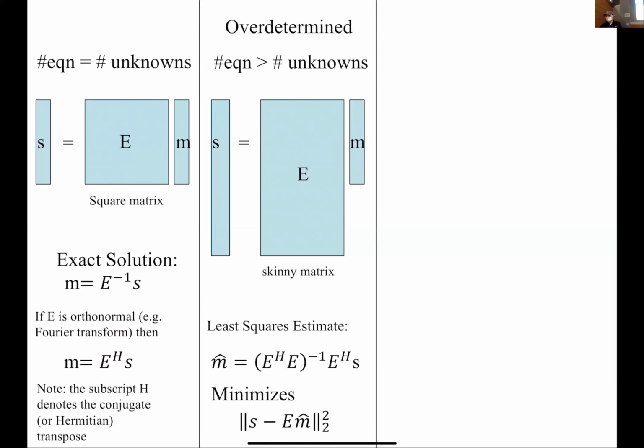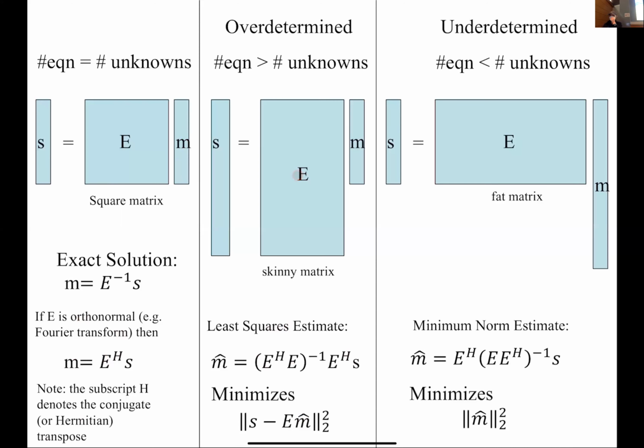And that is what's called the least squares estimate. It has this form, which some of you may recognize. This is a fairly standard form for a least squares estimate with overdetermined equations. And this minimizes S minus my estimate of S. So even though I can't come up with the exact solution, at least give me the solution M that, when I multiply by E, minimizes the distance between S and E times M hat. I'll show a picture of that in a minute.